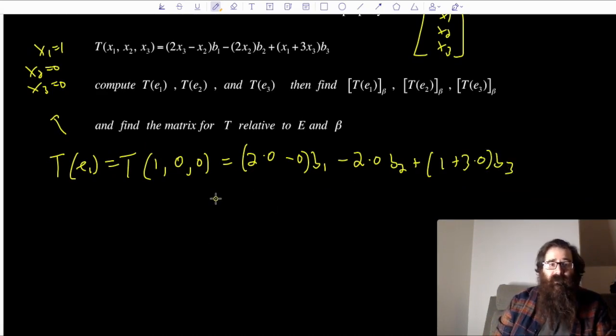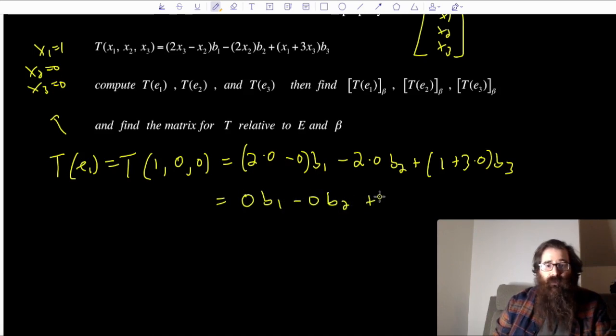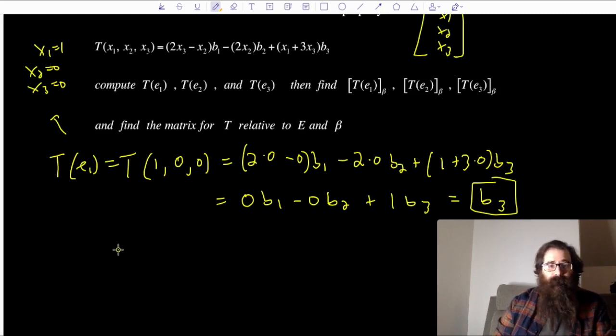So all of this is going to simplify. I'm going to get 0 b sub 1 minus 0 b sub 2 plus 1 b sub 3. Okay, well, that's b sub 3 then, is what I get. And the rest are going to be very similar, right?